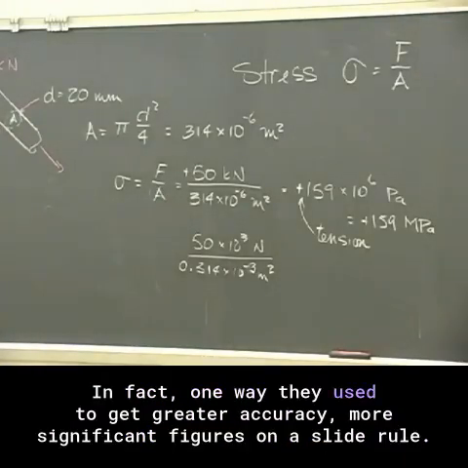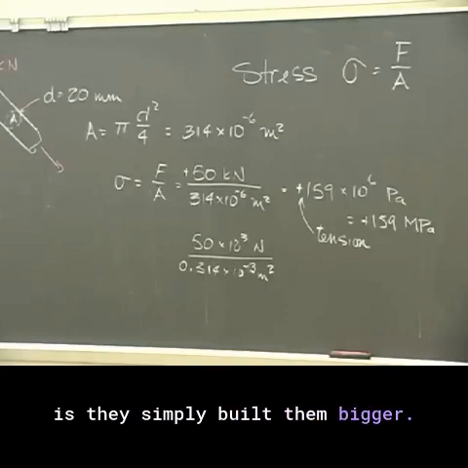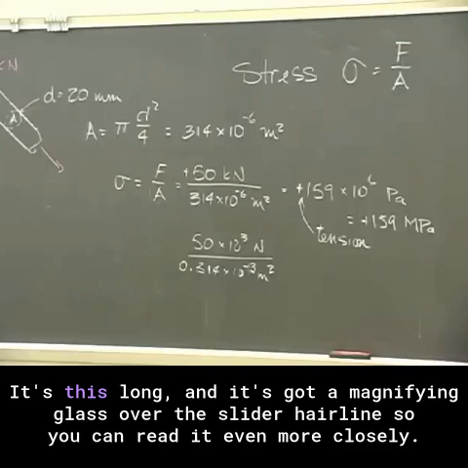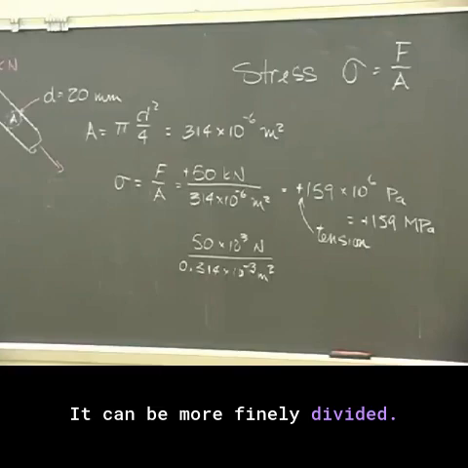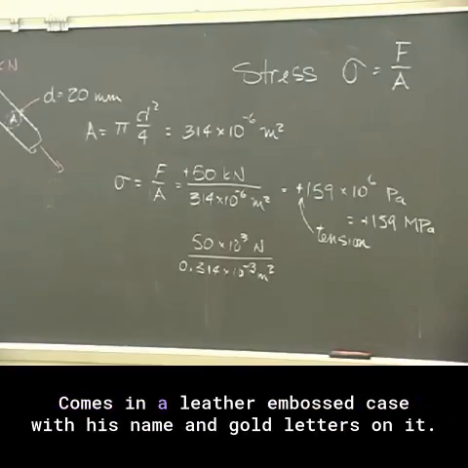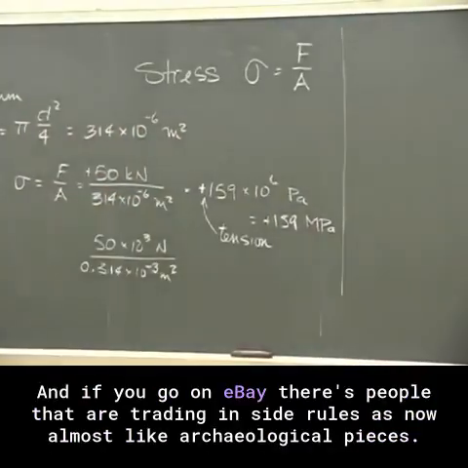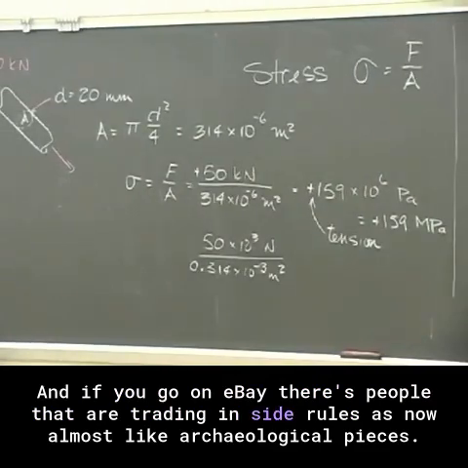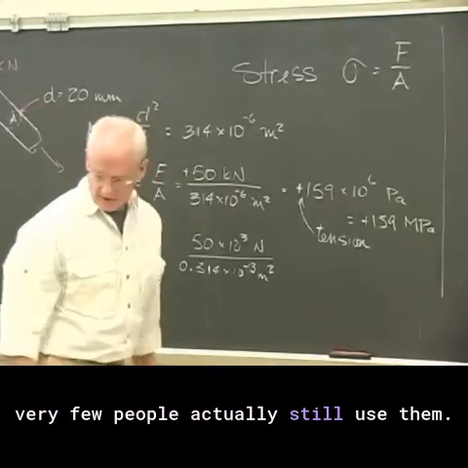In fact, one way they used to get greater accuracy, more significant figures, on a slide rule is they simply built them bigger. I have my grandfather's slide rule. It's this long, and it's got a magnifying glass over the slider hairline so you can read it even more closely. It can be more finely divided. I imagine it was a very expensive piece. It comes in a leather embossed case with his name in gold letters on it. What? Texas Instruments? It was a big deal. And if you go on eBay, there are people trading in slide rules almost like archaeological pieces. Very few people actually still use them.